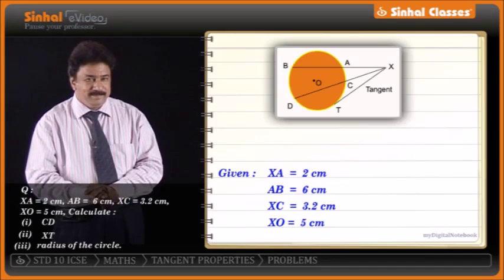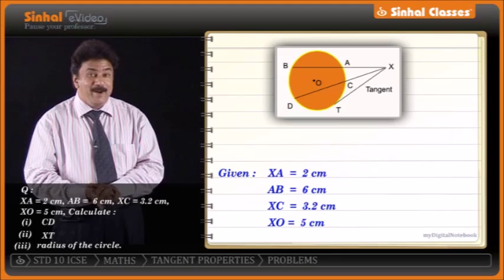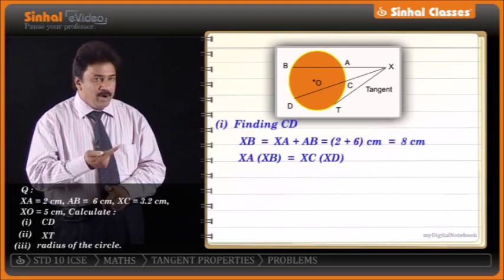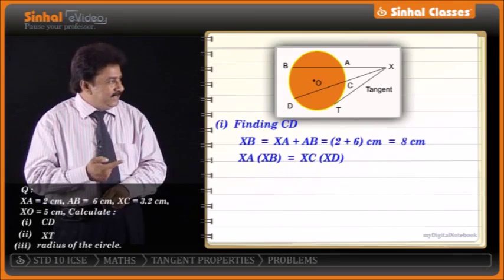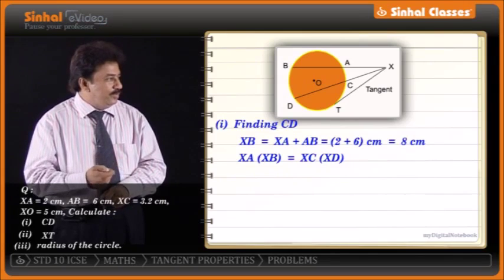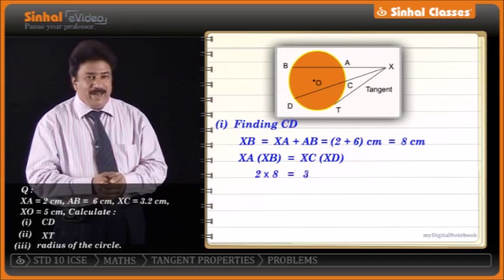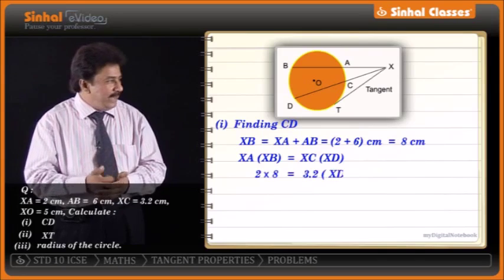Let's proceed. Now what I'm using is the rectangle property of a circle. XA into XB is equal to XC into XD. That is, 2 into 8 is equal to 3.2 into XD. Further solving, what do I get?